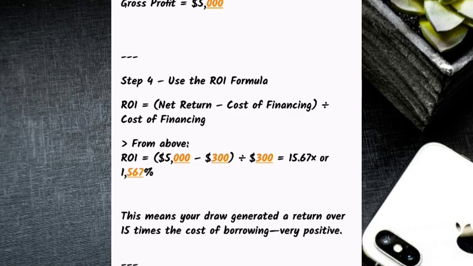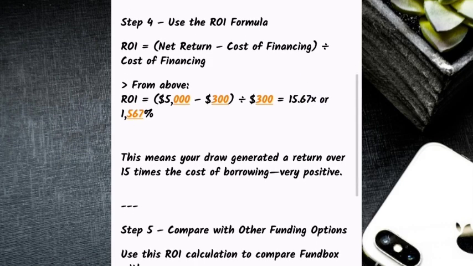Step 4 is to use the return on investment formula. The return on investment formula is net return minus cost of financing, divided by the cost of financing. From above, the return on investment is $5,000 minus $300, divided by $300. This means that your draw generated a return of over 15 times the cost of borrowing, which of course is very positive.